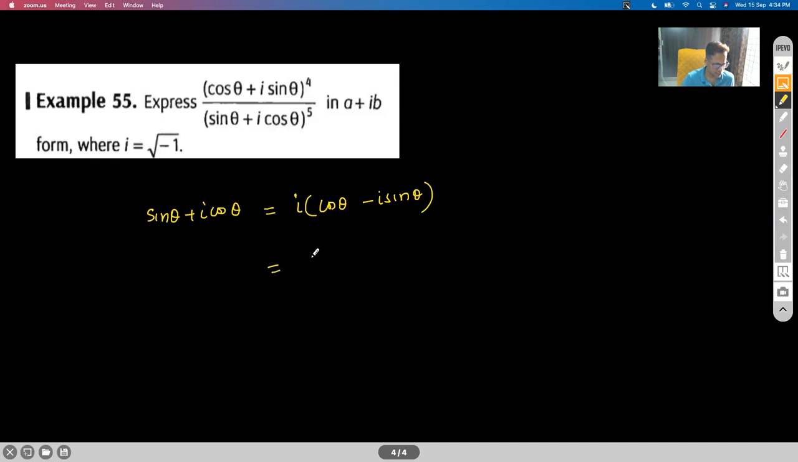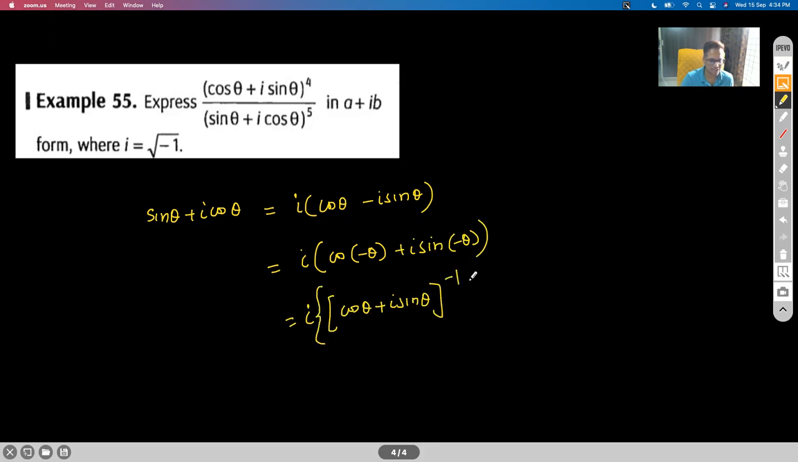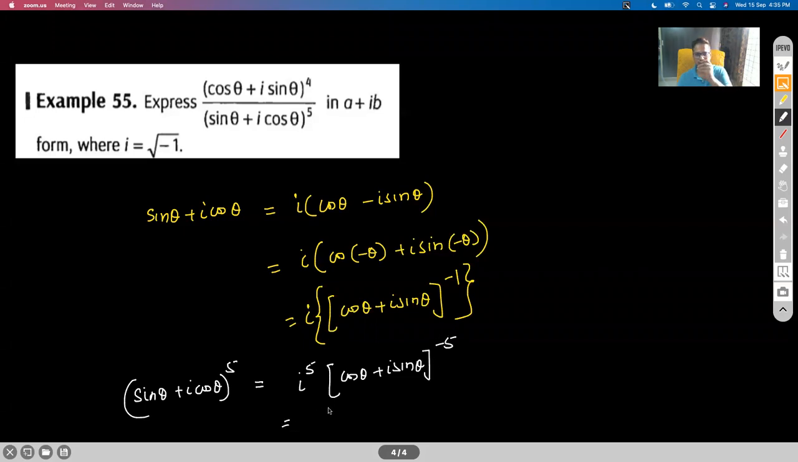Now treat this as cos minus theta plus i sin minus theta. Correct. Now, applying the opposite of De Moivre's theorem, it is actually (cos theta plus i sin theta) to the power of minus 1, isn't it? Minus 1 only on this, not on the entire thing. Now, the given expression is sin theta plus i cos theta, and if I raise it to the power of 5, it is as good as i to the power of 5 times (cos theta plus i sin theta) to the power of minus 5. i to the power of 5 is i, correct? Let's not disturb this expression because we can simplify our complete expression using this format only.